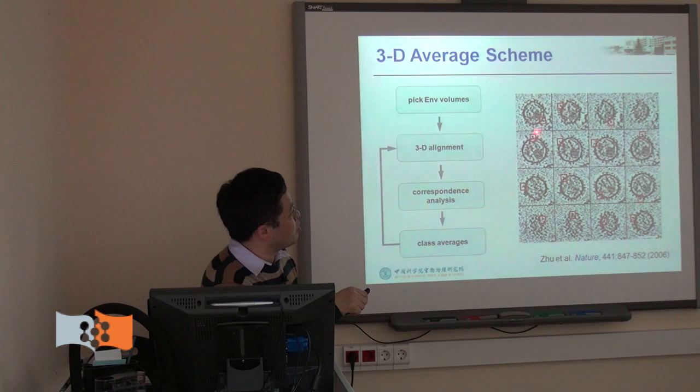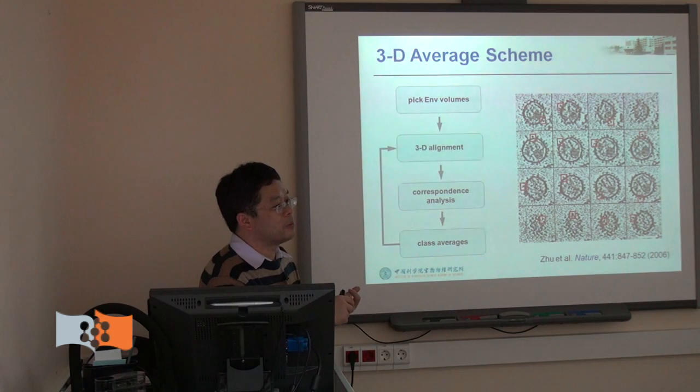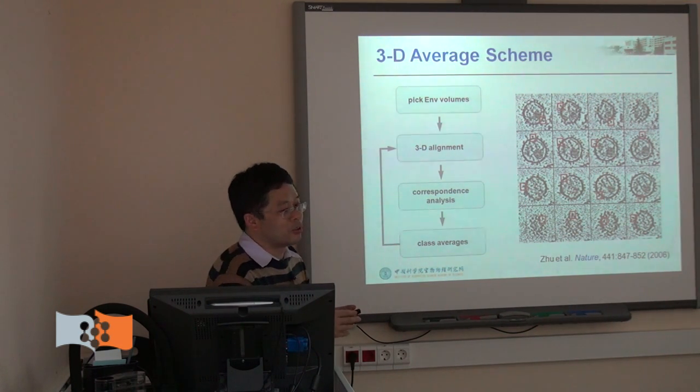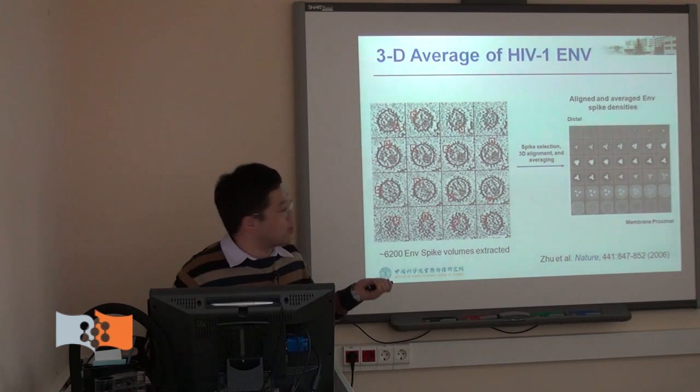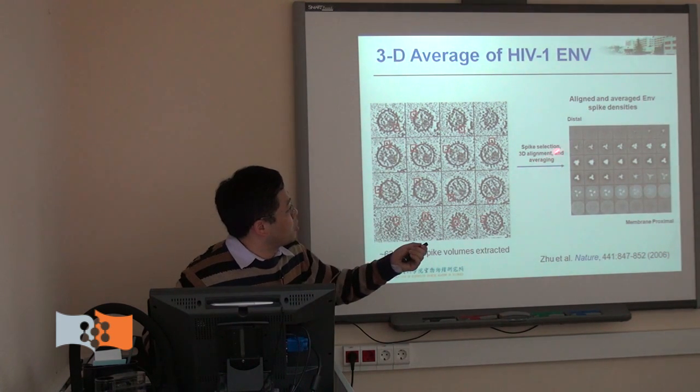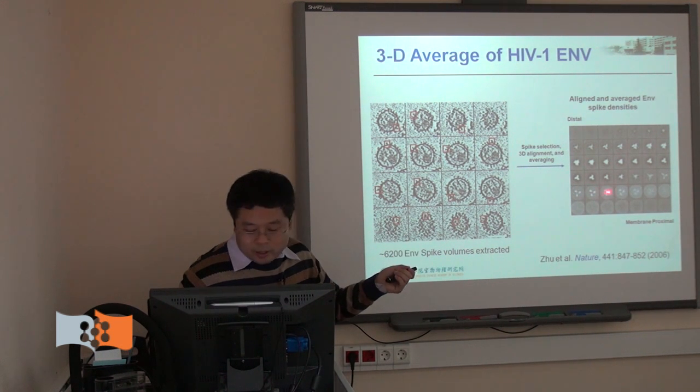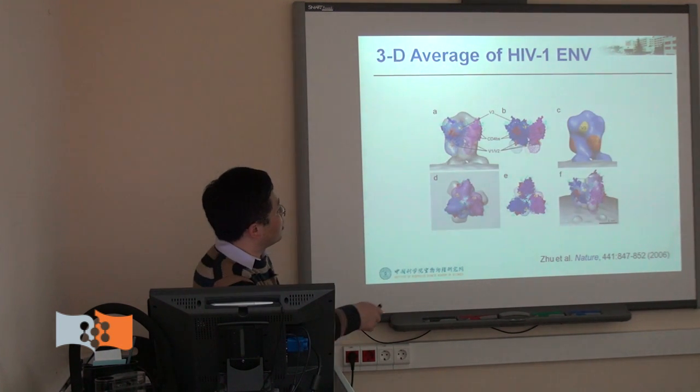But for the envelope spike, we treat them as a homogeneous sample, so we can cut the volumes into 3D ones and try to align them together using the principle of single particle analysis, trying to push the resolution limit. So we cut them together and align them, get a 3D average of the envelope spike, a trimer. And this is what we get as a density map.